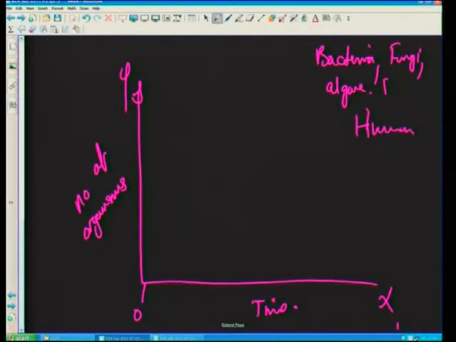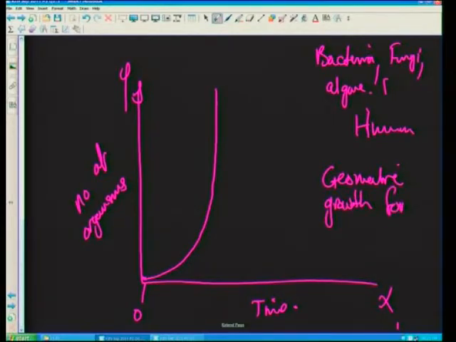Okay, you start off with one organism, and that goes 2, 4, 8, 16, 32, 64. But you are basically multiplying 2 times 2, 2 to the power of 2 to the power of 2 to the power of 2. And you end up with the organisms doing a J-shaped, so this is the geometric growth form. Or we can call it the J-shaped graph.